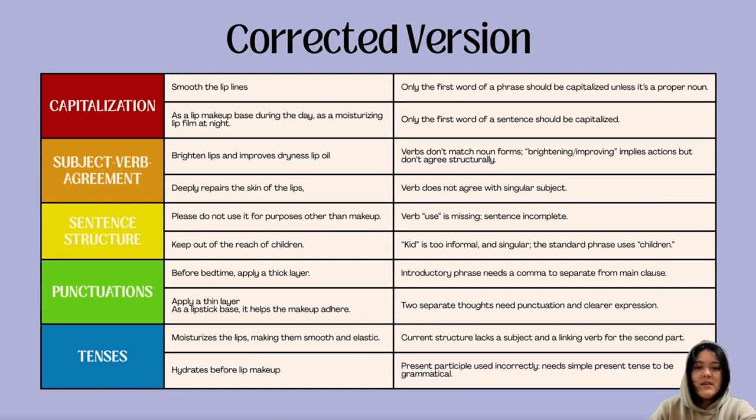So, firstly, for capitalization, an example is "smooth the lip lines." The correction ensures only the first word is capitalized unless it's a proper noun. Secondly, subject-verb agreement. An example, "brighten lips and improves dryness lip oil." It was corrected because the verbs did not match the nouns structurally. Thirdly, sentence structure. An example, "please do not use it for purposes other than makeup." Was corrected to add the verb "use" to complete the sentence.